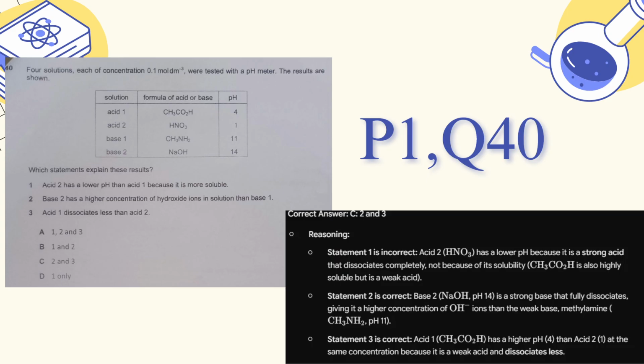Statement 2 is correct. Base 2 is a strong base that fully dissociates, giving it a higher concentration of hydroxide ions than the weak base. Statement 3 is correct. Acid 1 has a higher pH than acid 2 at the same concentration because it is a weak acid and dissociates less.